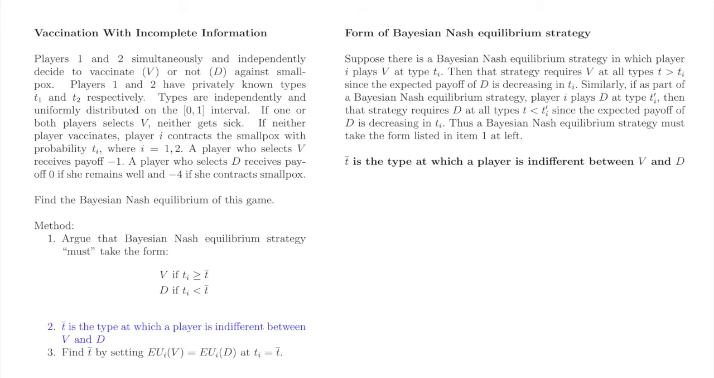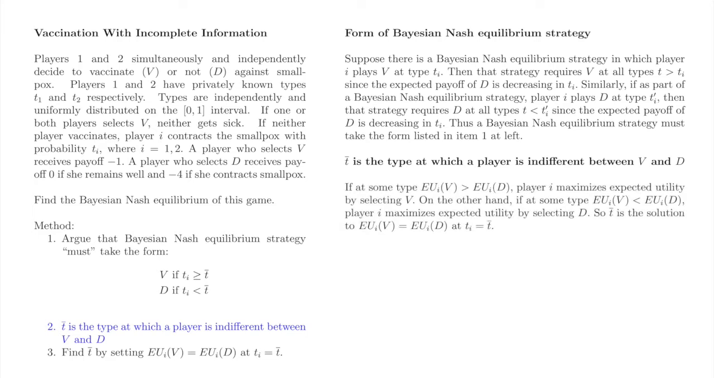We now want to characterize this T-bar in terms of expected payoffs. We'll do this from player 1's point of view. The expected payoff of don't vaccinate decreases as type increases. At low types, the player picks don't vaccinate. At sufficiently high types, the expected payoff of don't vaccinate falls below the expected payoff of vaccinate, so the player picks vaccinate.